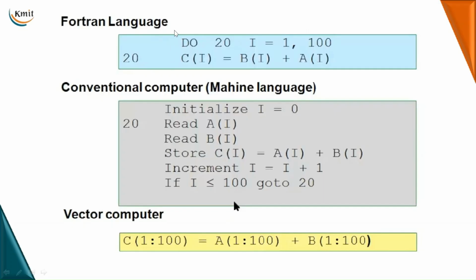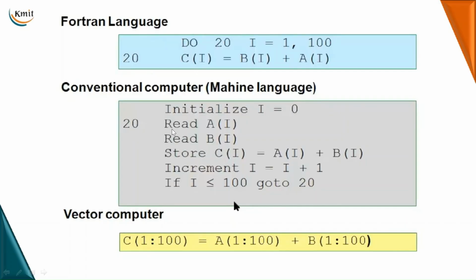So let us identify the difference between a conventional computer and a vector computer in terms of processing a task. Say for example, I have two arrays A and B. I want to perform an addition operation on the contents of the arrays. Say I have A of 100 and B of 100. I want to perform an addition operation on these two arrays and store the result in C of I. For that, in a simple Fortran language, we write: DO I = 1, 100; C(I) = B(I) + A(I). When it comes to a conventional computer code written in machine language, I have to initialize a variable I to 0 first.